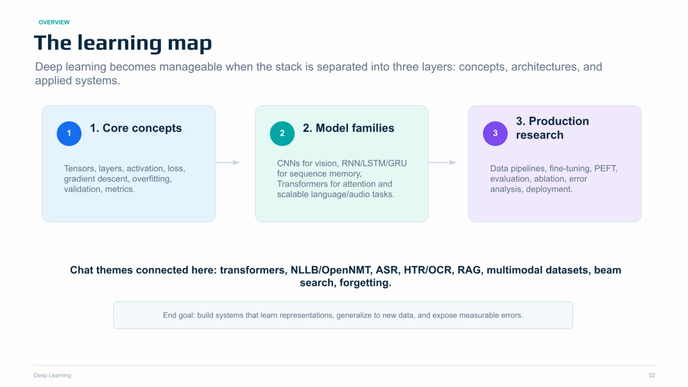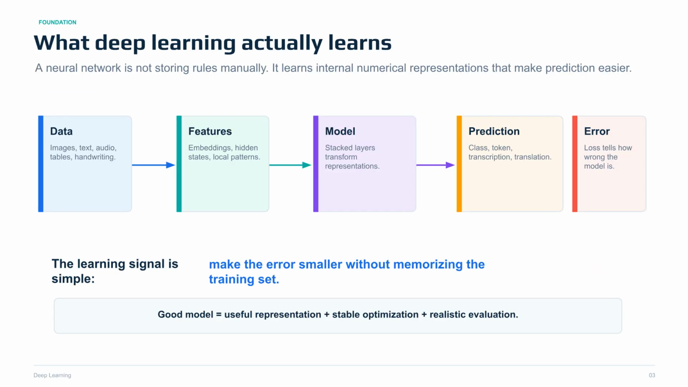Let's explore the learning map. Deep learning becomes manageable when you organize the stack into 3 distinct layers: core concepts, specific architectures, and applied systems. First, we focus on foundation. Neural networks don't store manual rules. They learn internal numerical representations that make prediction easier and more robust.